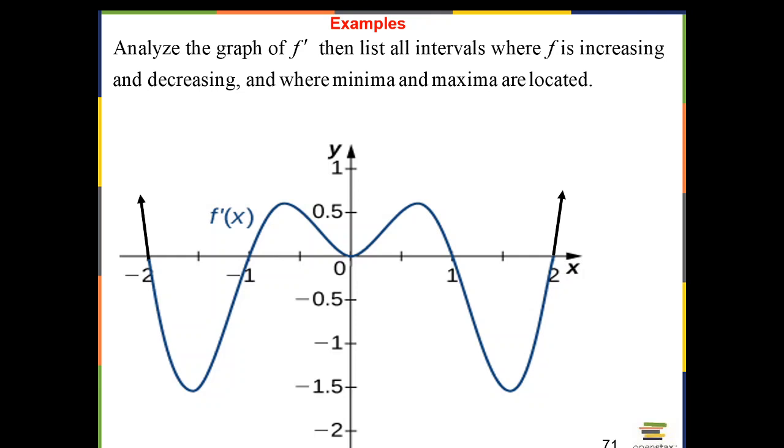All right, so analyze the graph of f prime and then list all intervals where f is increasing and decreasing and where minima and maxima are located. Now, one common mistake here is that you think that this is the graph of f, but it's not. We are told it's the graph of what? F prime. So this is the graph of f prime, not f. Okay?